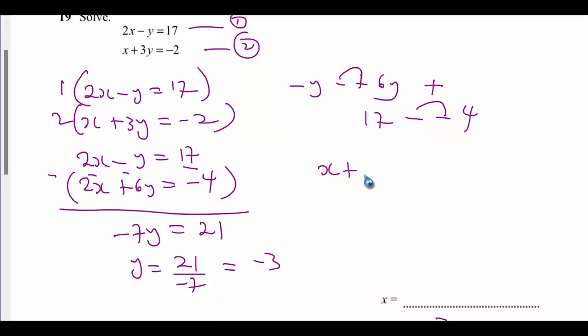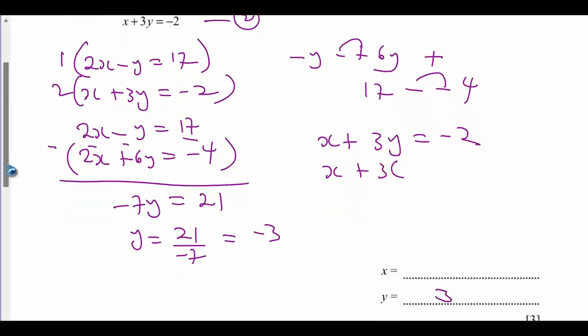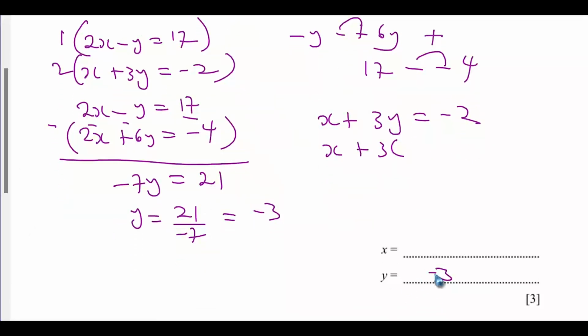Equation 2 is x plus 3y equals -2. So y is equal to -3. You have x plus 3 into y equals -3, so let's put -3 here. So x plus 3 times -3 equals -2.